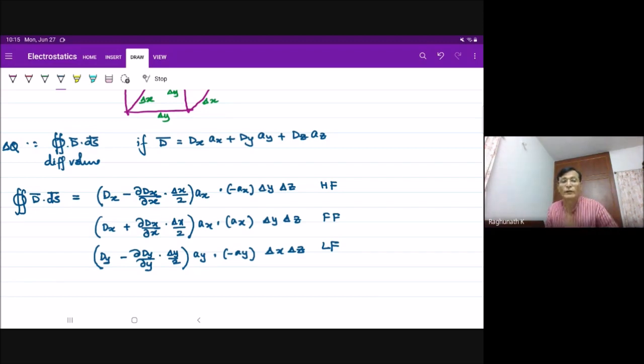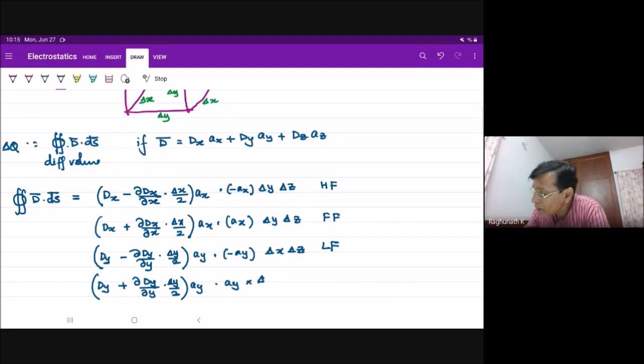All are scalars now because the dot product is there. Right face: dy plus ∂dy/∂y into Δy by 2, ay dot ay, into Δx Δz, right face.